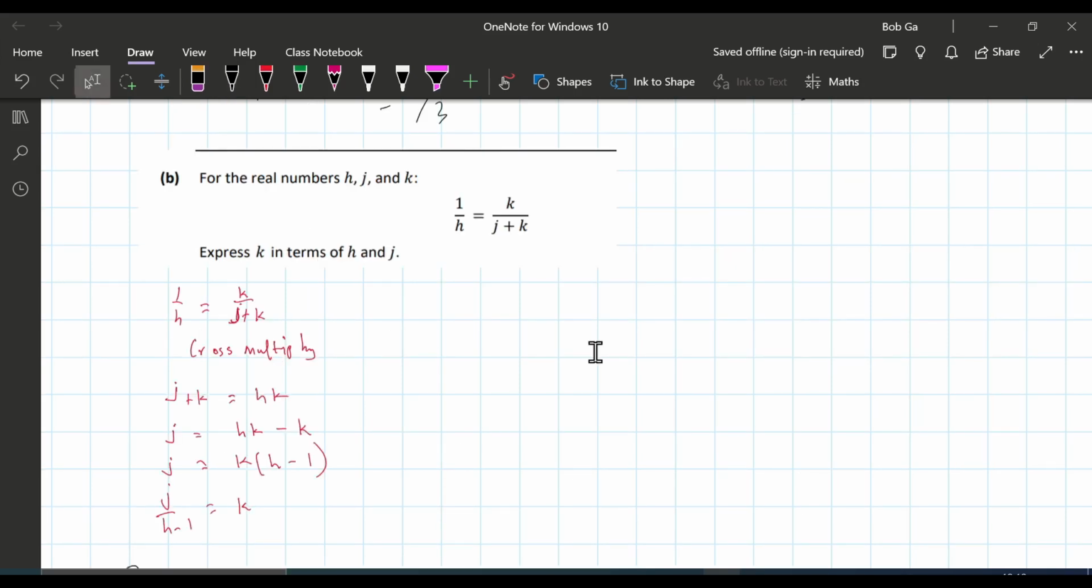So this next one is question 1b, and you can see here, for the real numbers h, j, and k, express k in terms of h and j. This one is also an easy one. This is just common mathematics. A fraction is equal to another fraction. The simple way to begin is to cross multiply.